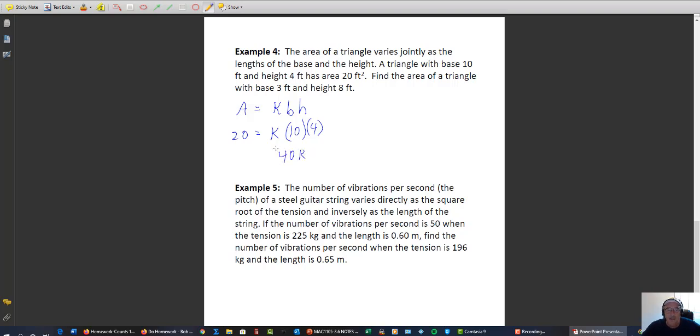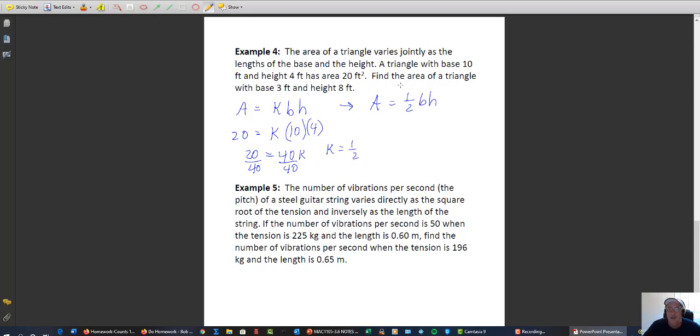So we'll get 40K equals 20. Divide both sides by 40. Show your steps in here, because a lot of students don't show their steps and they get in trouble. So we're going to get K as 1/2, which we are going to take and rewrite that new model, and we will have all of these variables now related based on that first set of data.